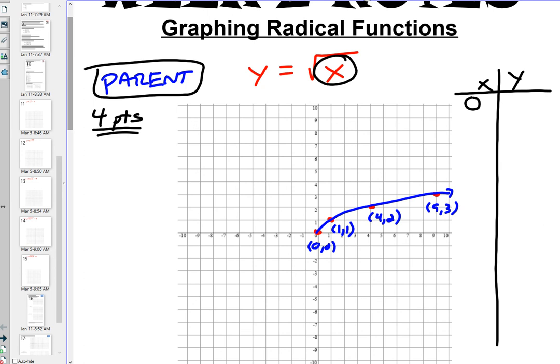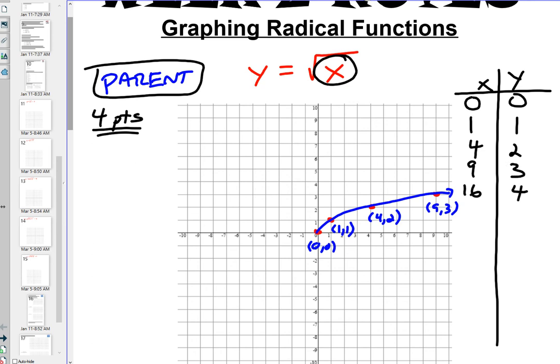What's the square root of 0? 0. If I were to just keep on going, what's the square root of 1? 1. Square root of, what should I put next? 2? What should I put next? Yeah, square root of 4 is 2. Let's put our perfect squares. 9 is 3, 16, 4.